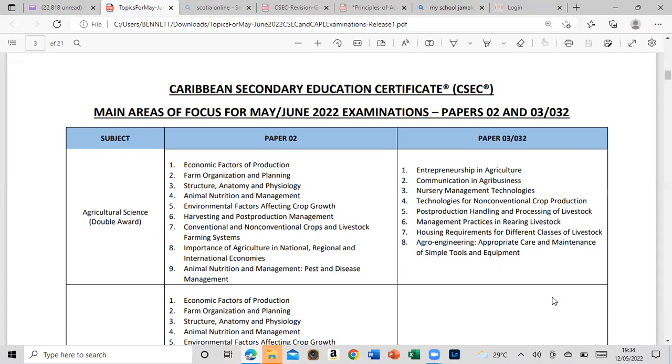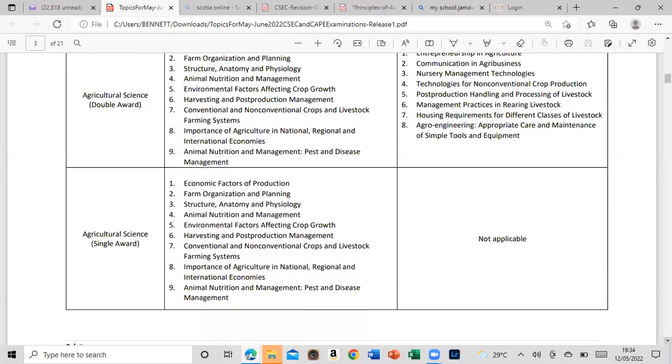So we're not going to go in depth, we're just going to touch on it for persons who have not seen it. We should by now, right? Everyone should have an interest and a push to go towards this, all right? And this is for the single award: economic factors of production, farm organization and planning, structure, anatomy and physiology, animal nutrition and management, environmental factors affecting crop growth, harvesting and post-production management. So it's very, very similar to the first one, but for the paper 3, it's not applicable.